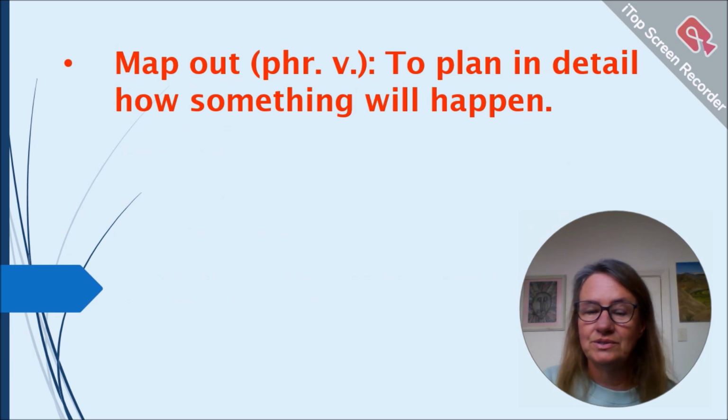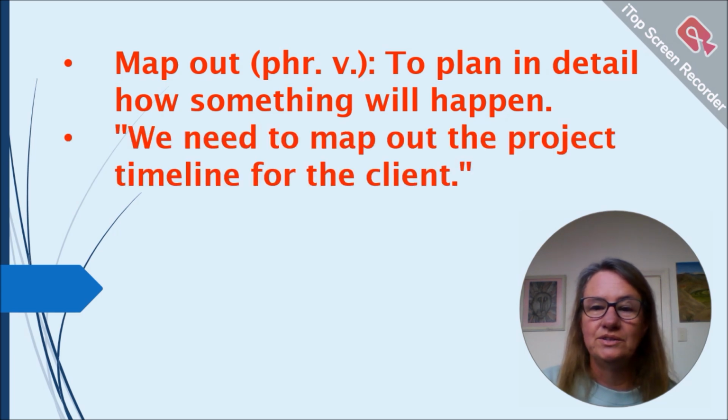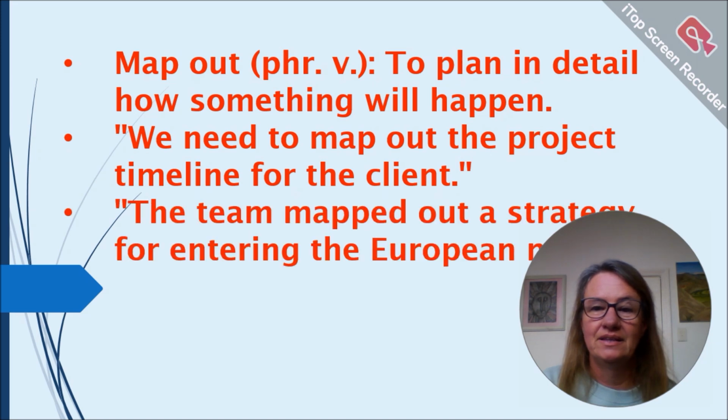To map out, a phrasal verb, is to plan in detail how something will happen. We need to map out the project timeline for the client. The team mapped out a strategy for entering the European market.